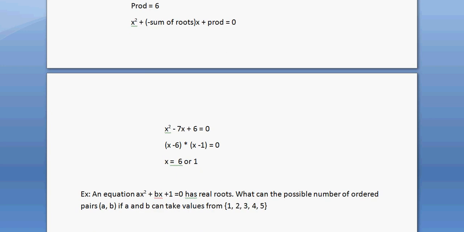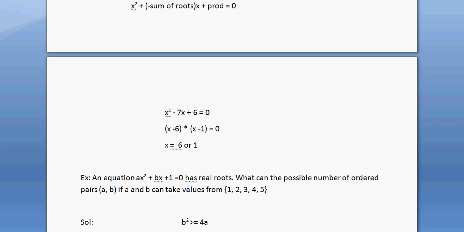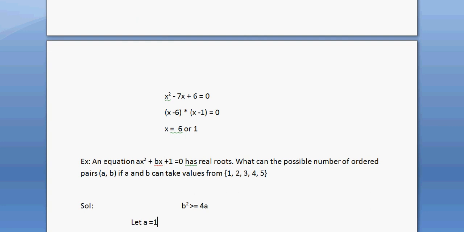Let's go to the third example, which says an equation ax square plus bx plus 1, so c is 1, has real roots. So it's already given that it has real roots. What are the possible ordered pairs of a and b if a and b can take values from 1, 2, 3, 4, 5? For real roots, we know that b square should be greater than or equal to 4ac. c is 1, so b square should be greater than or equal to 4a, right? That condition has to be met.